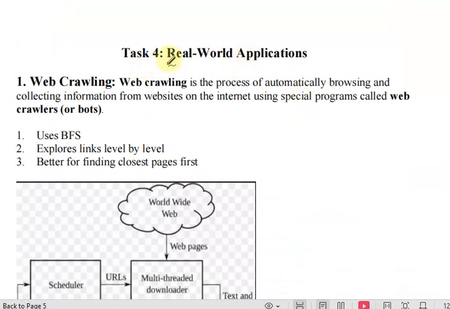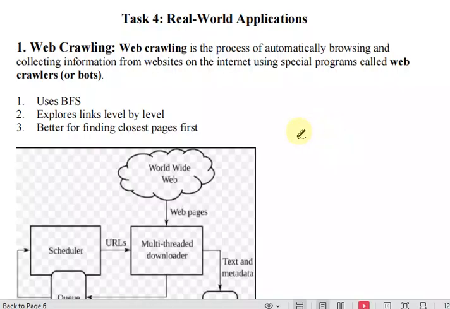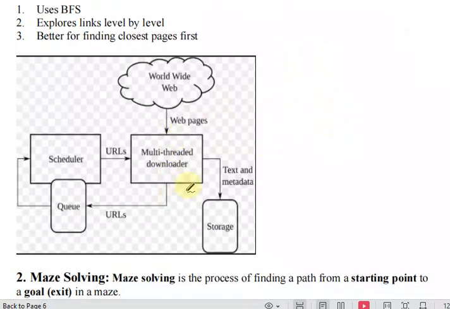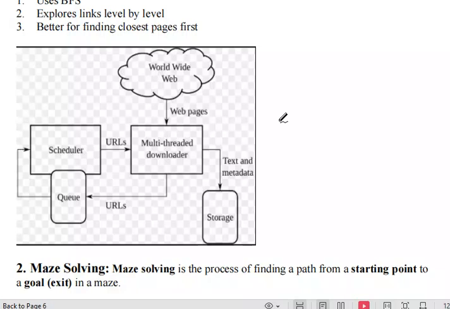So our fourth task is the real world application, in which BFS is used for web crawling. Web crawling is the process of automatically browsing and collecting information from websites and the internet using special programs called web crawlers or bots. It explores websites level by level, starting from a page and visiting all the links first. We have a diagram here in which it is shown properly. This helps in finding the closest and most relevant pages quickly.